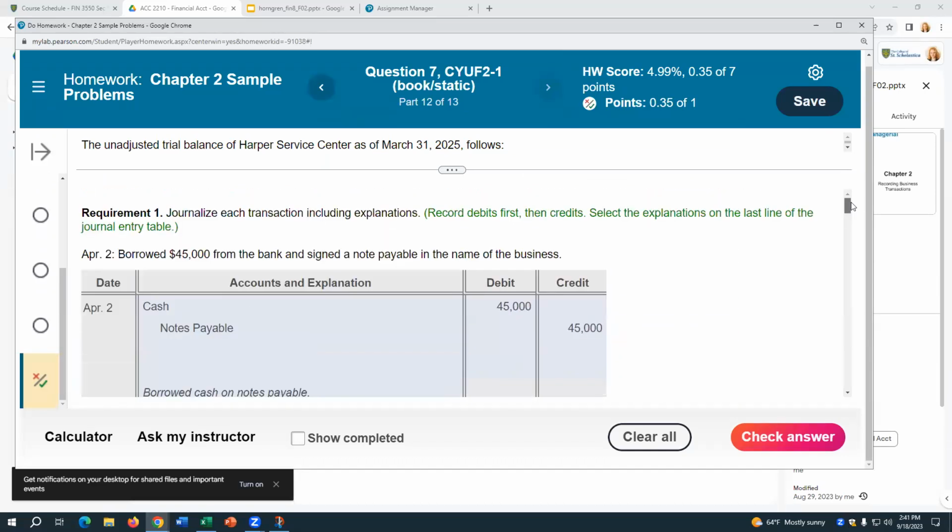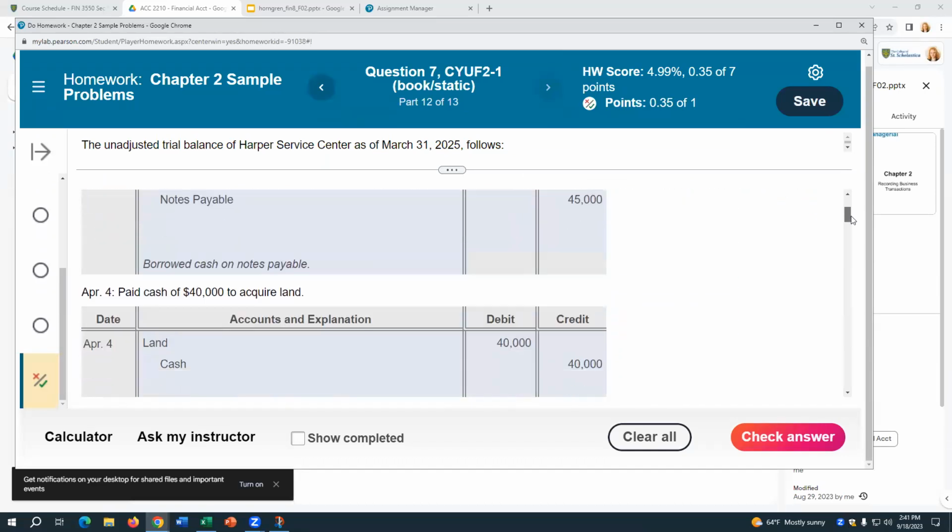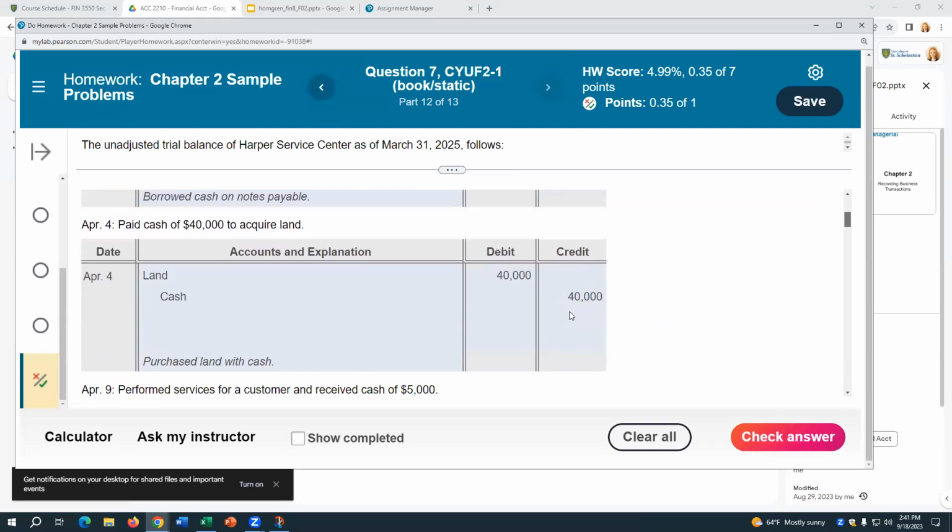So go ahead and do the next one here. You're going to debit your land. It's April 4th. And then you're going to credit your cash.